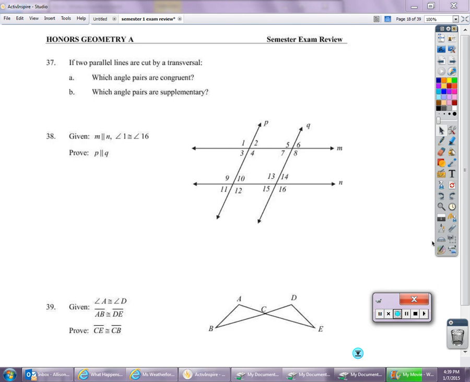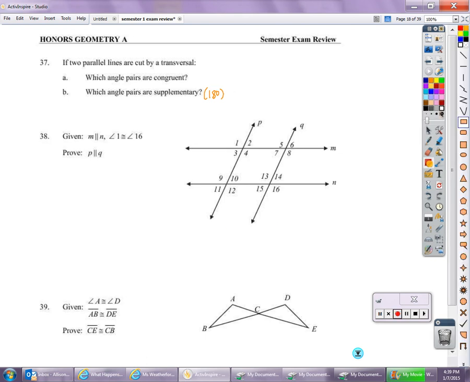Alright, I'm doing Unit 1, Topic 4, number 37 through 41. Number 37. If two parallel lines are cut by a transversal, which angle pairs are congruent and which angle pairs are supplementary? Remember, supplementary means that it adds up to 180. So instead of drawing parallel lines and a transversal, I am just going to use this half.